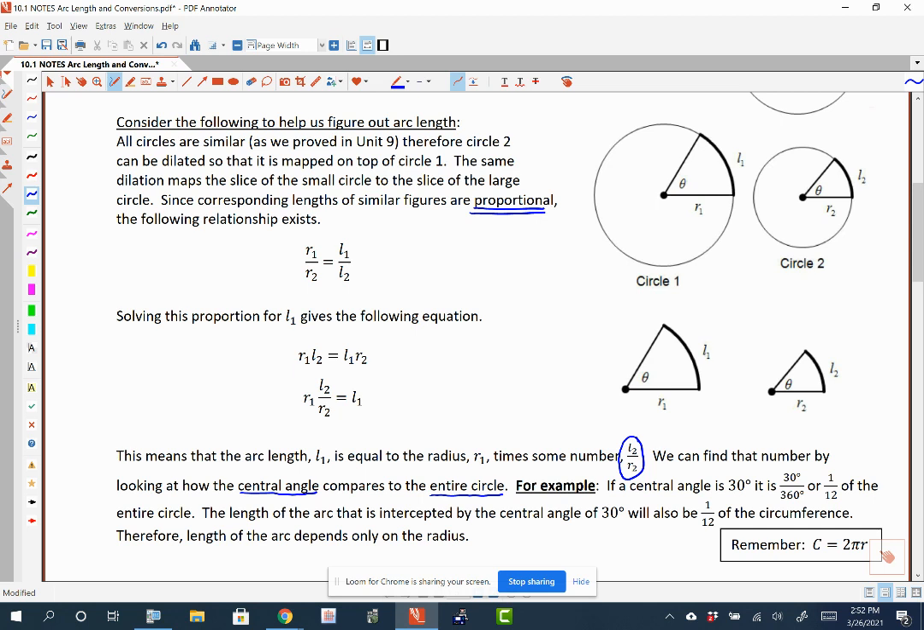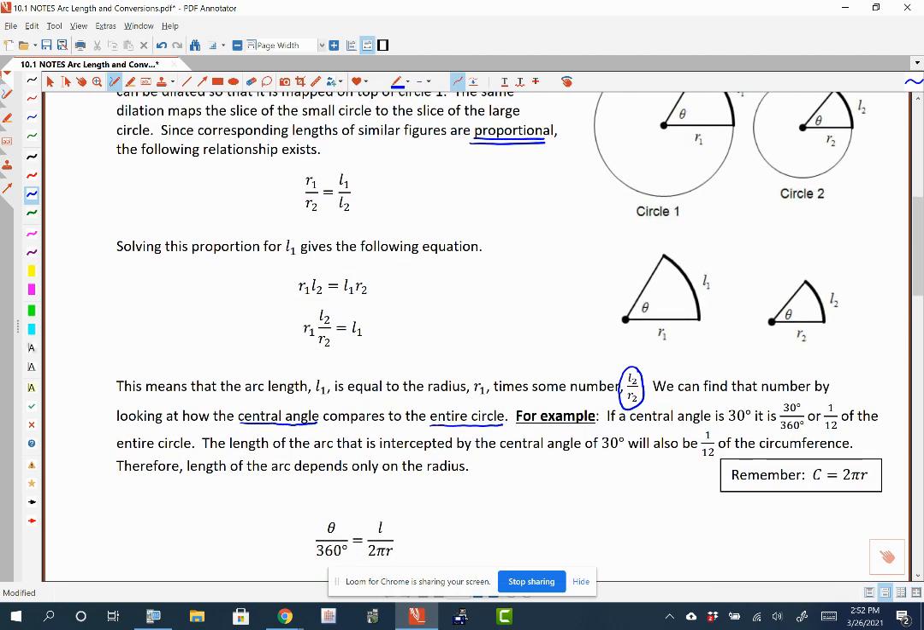The arc length, the length of the arc that is intercepted by the central angle of 30 degrees would also have to be 1/12 of the circumference. So if our central angle is 1/12 of the circle, then our arc length must also be 1/12 of the circumference. And as just a reminder, I put it right here below. To find circumference, we take 2 times pi times r.